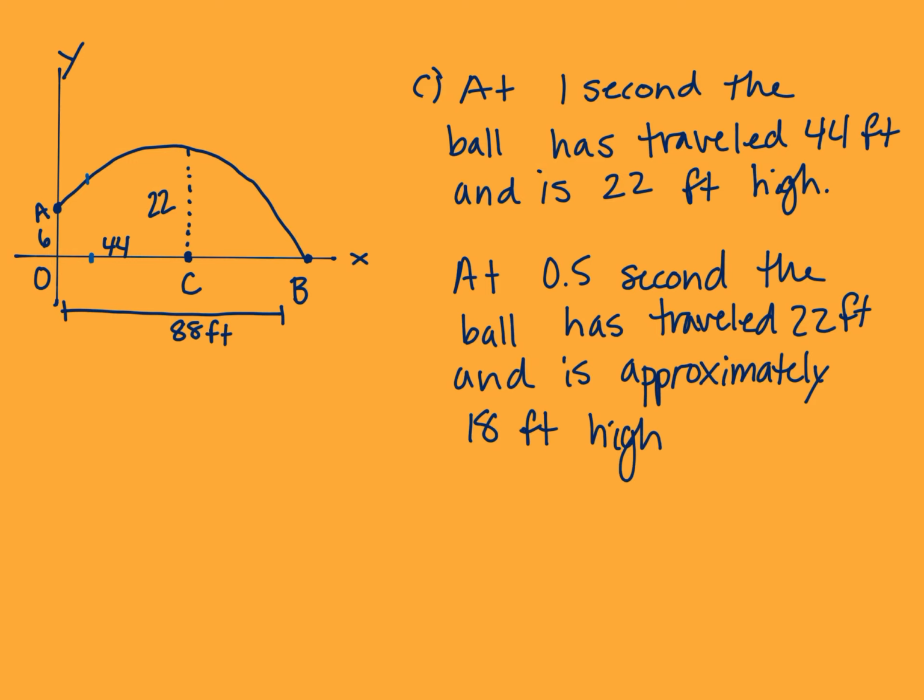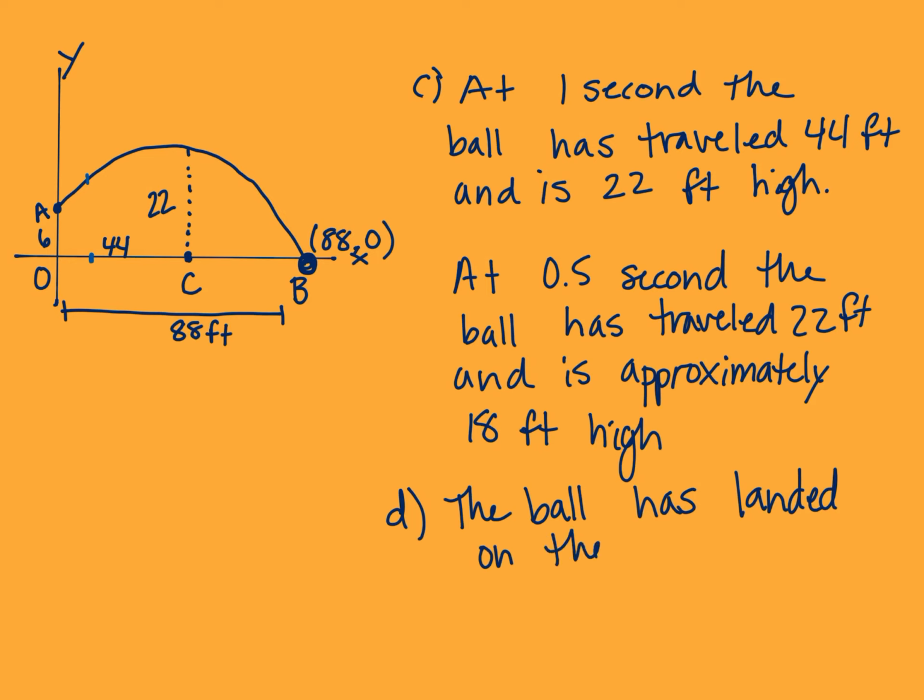Part D says, what's happening to the ball when its coordinates are 88, 0? So right here at this point B, why is that at 88, 0? What's happening? The ball has landed on the ground, 88 feet from where it started.